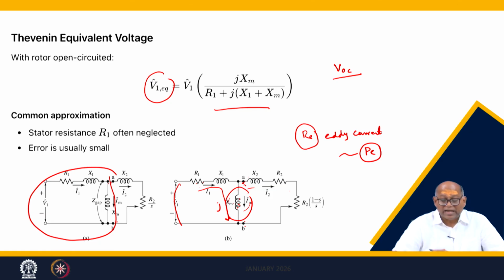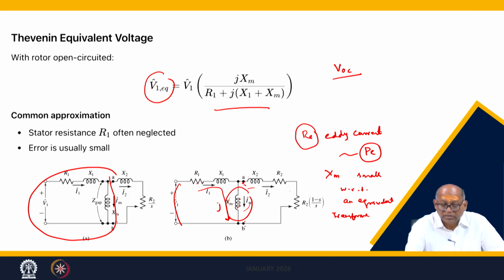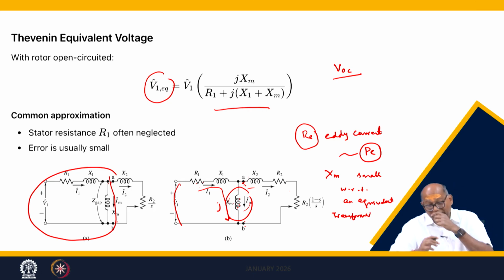The magnetizing reactance Xm is small here compared to transformers. Why? Because of the air gap. Small in the sense of compared with an equivalent transformer. Therefore, the magnetizing current is higher here.